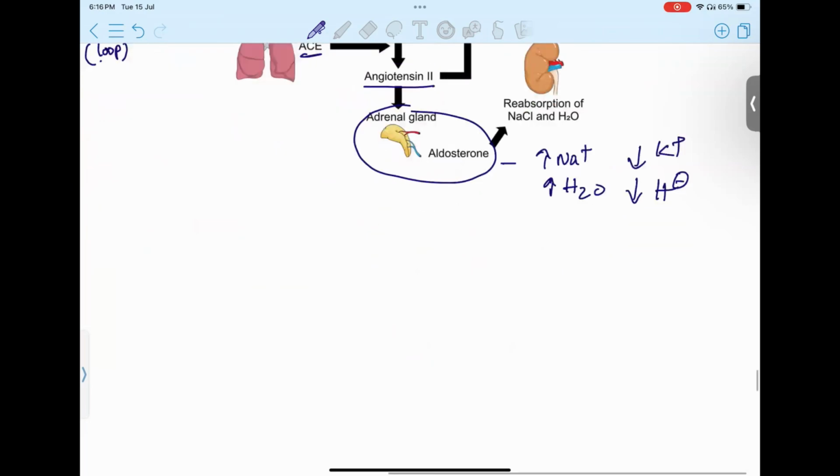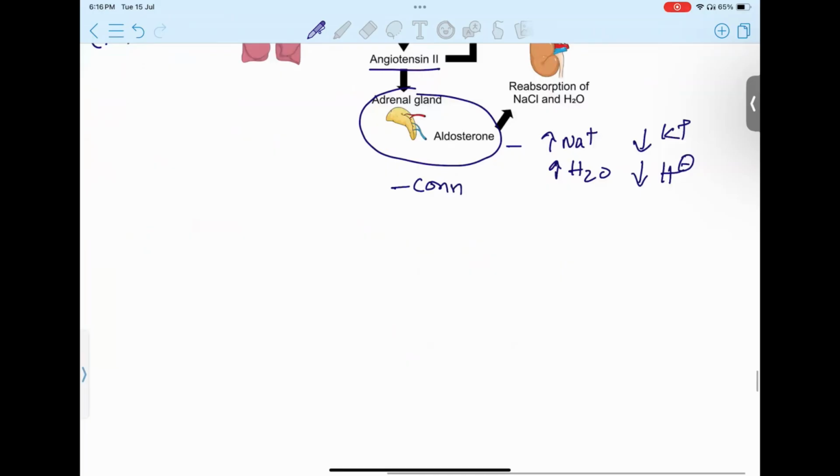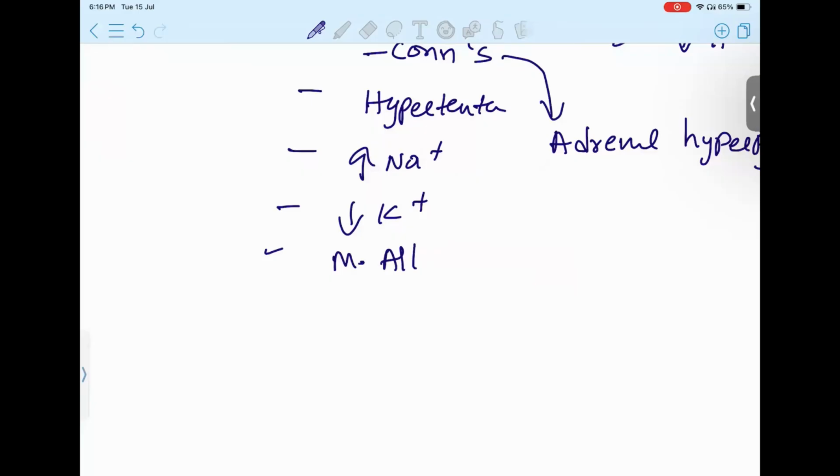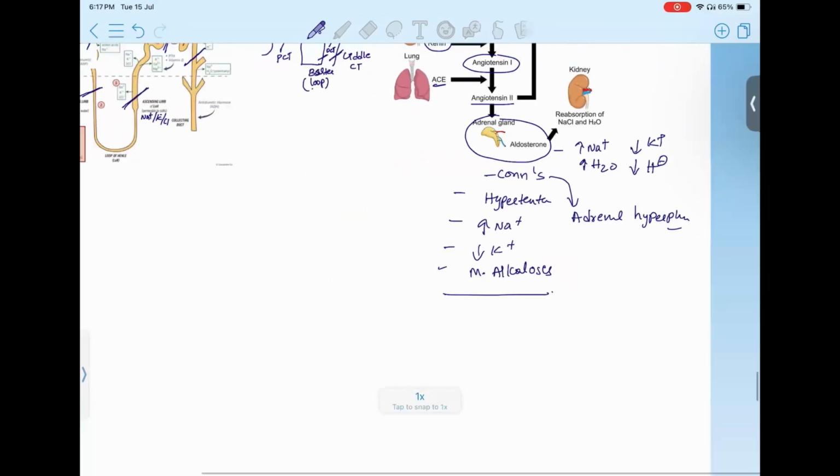So that's why, if the patient has Conn's syndrome, what is this Conn's syndrome? The patient will have hypertension, high sodium levels in the body, low potassium values in the body, and metabolic alkalosis. This is due to adrenal hyperplasia.